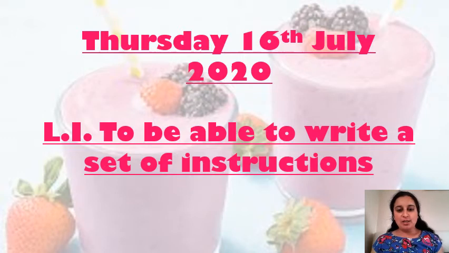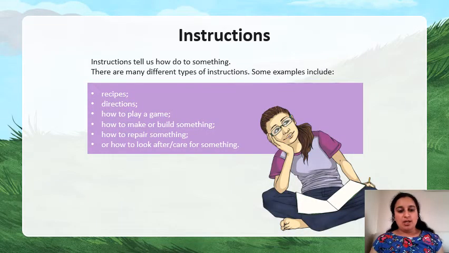Today we are going to be writing a set of instructions. So, instructions. They tell us how to do something and there's many different types. The ones that you probably are more aware of are recipes, directions, how to play games, how to make or build something, how to repair something, or how to look after or care for something such as a pet.